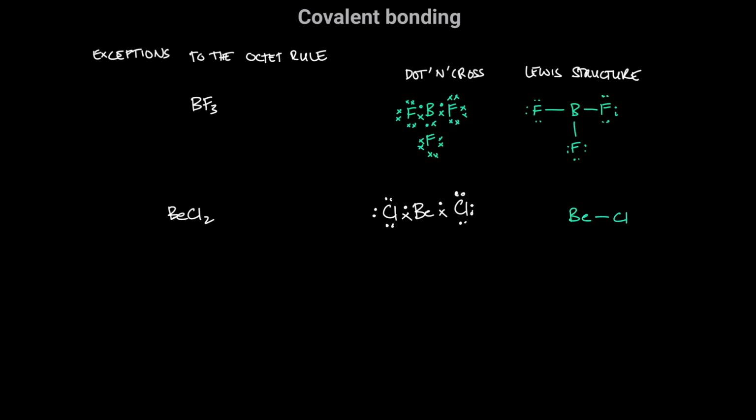We have beryllium making 2 single bonds with each of the chlorine atoms, and then we have these 3 pairs of electrons. So this is the Lewis structure for beryllium chloride, and this is the dot and cross diagram. Again, we see that beryllium is not completing its octet. It just has 4 electrons in its valence shell. So here boron has an incomplete octet, here beryllium has an incomplete octet. These are examples of compounds where the atoms have fewer than 8 electrons. They don't complete their octet.